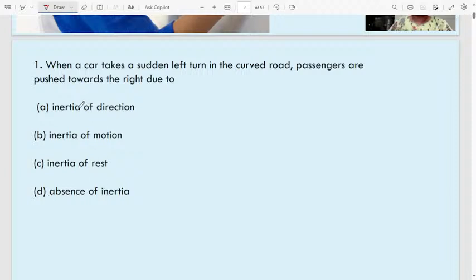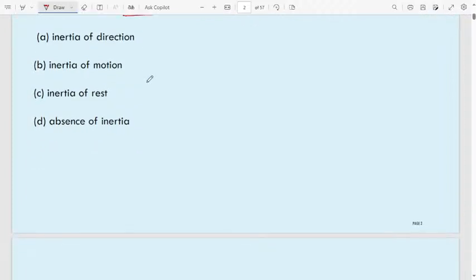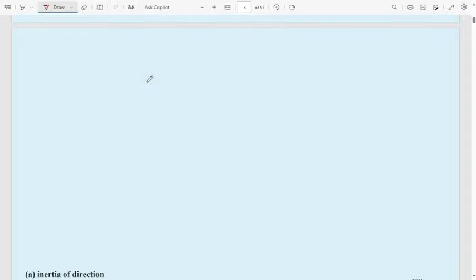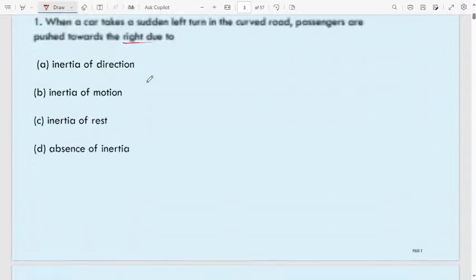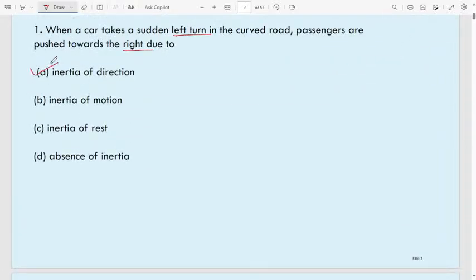I will read the question once again. When a car is moving in a straight line, then it takes a sudden left in a curved road. The passengers are pushed towards the right. This is due to the presence of inertia of direction. I think the correct answer will be option 1, inertia of direction. The car is traveling in a curved road, then when it takes a turn towards the left, the passengers sitting inside the car are pushed towards the right. This is because of the inertia of direction.